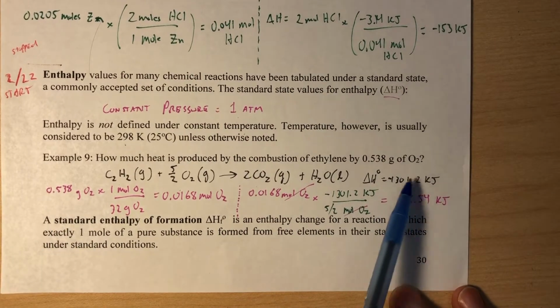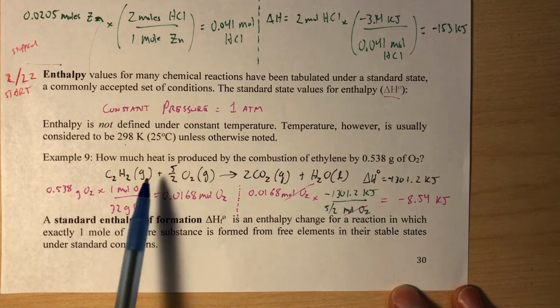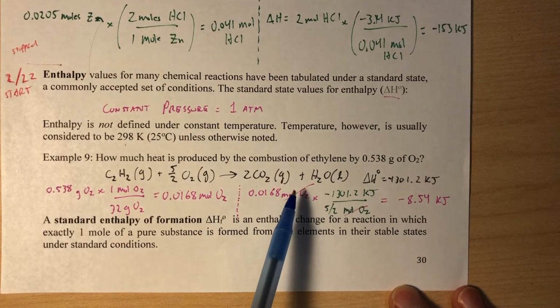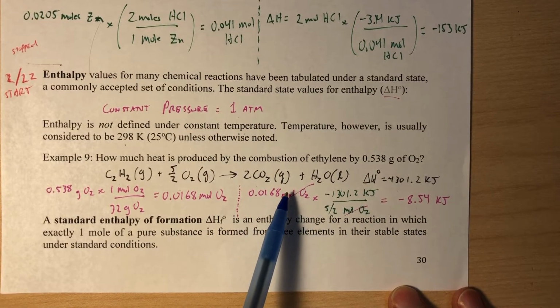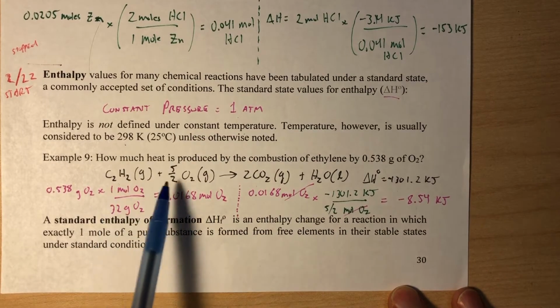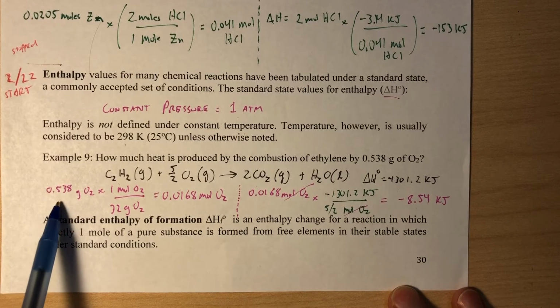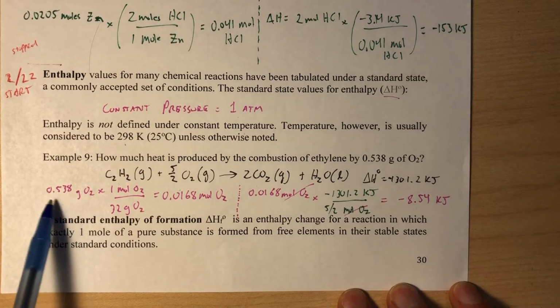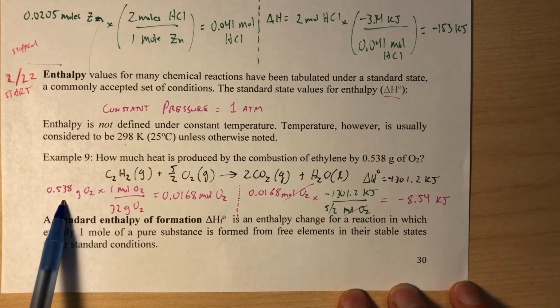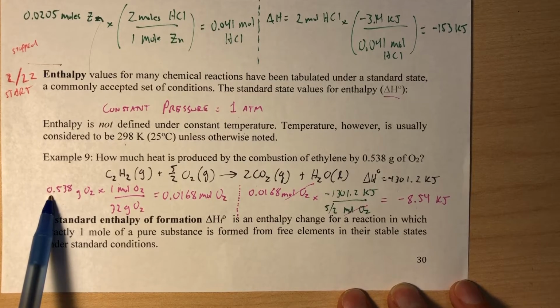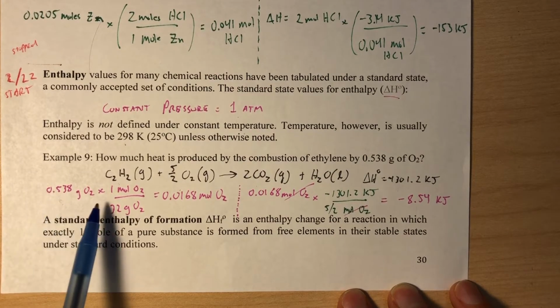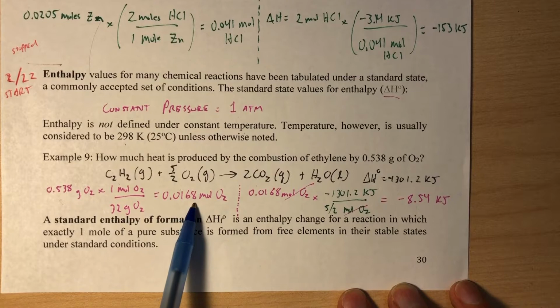So if that is describing the amount of enthalpy or heat energy that's being released per mole or per 5/2 mole or per 2 mole of this reaction, we can then figure out under specific circumstances how much heat is being released. In this case, we're asking how much heat is released if we had about 1/2 gram of oxygen? We first need to convert that into moles of oxygen. So we take grams of oxygen divided by the molecular weight, which gives us 0.0168 moles of oxygen.